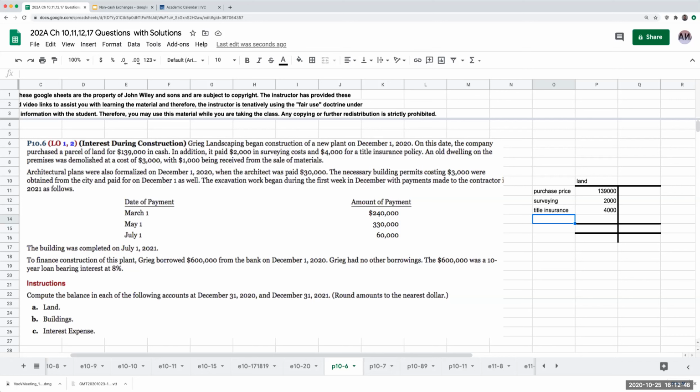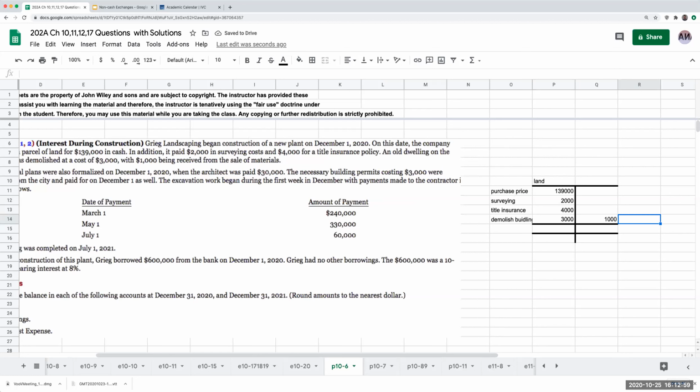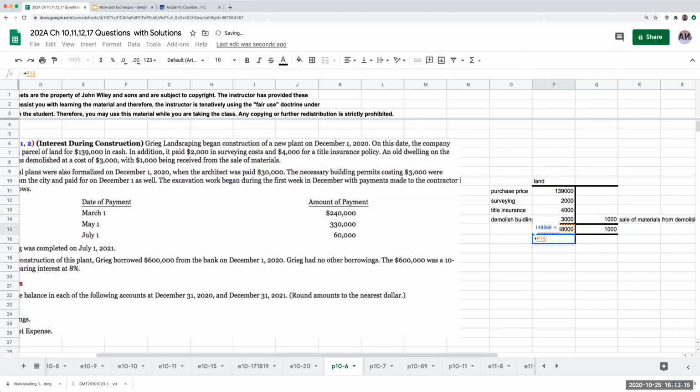And an old dwelling, so to get that land ready for its use, we had to demolish the building. That cost $3,000. And then after I demolished it, I was able to save the materials and sell them from that land for $1,000. Okay. So the total cost over here so far of my land is going to be a total of $147,000. And this all took place on December 1st.